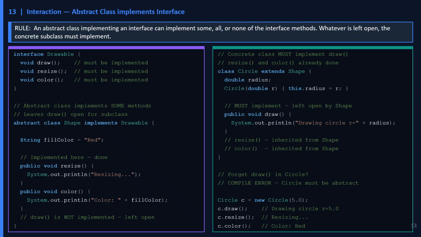At the bottom, if you forget to implement draw in Circle and Circle is not abstract, Java gives a compile error. Always check what is still open. This pattern is very common in real Java code. Abstract classes handle the shared work and subclasses handle only what is different.